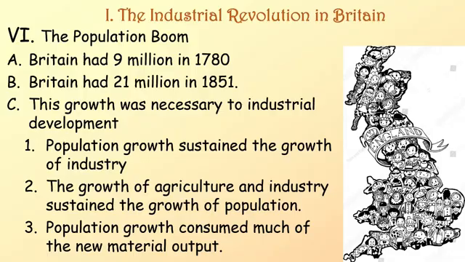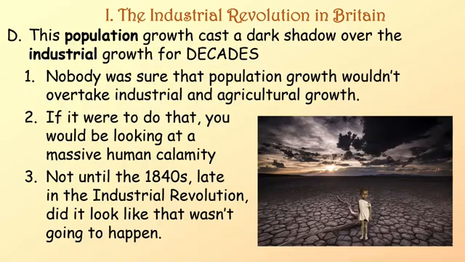The population boom. Britain had 9 million people in 1780. It had 21 million people in 1851. And this growth was necessary to industrial development. Population growth sustained the growth of industry. The growth of agriculture and industry sustained the growth of population. Population growth consumed much of that new material output.